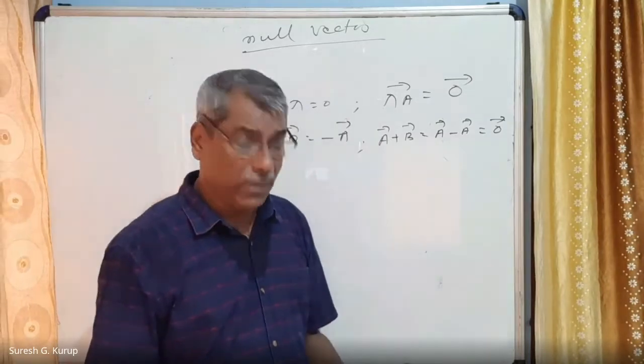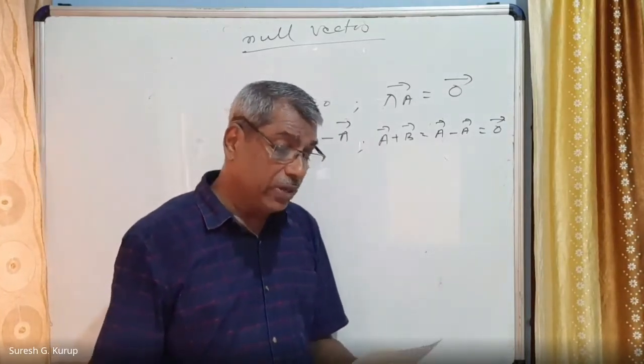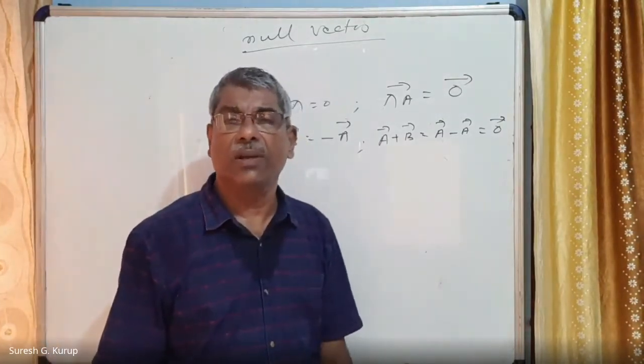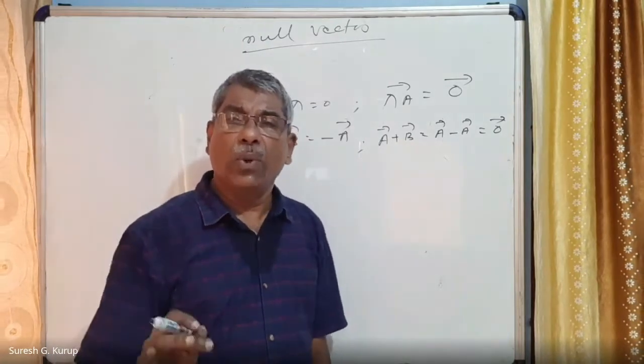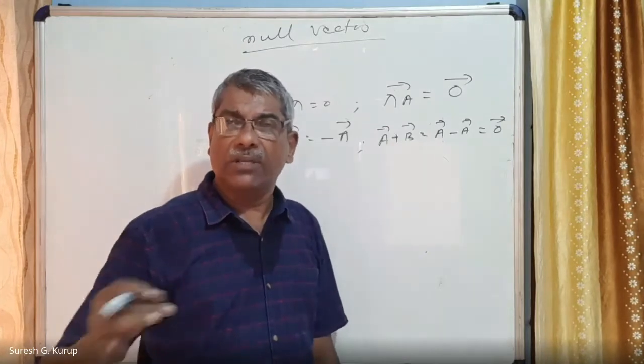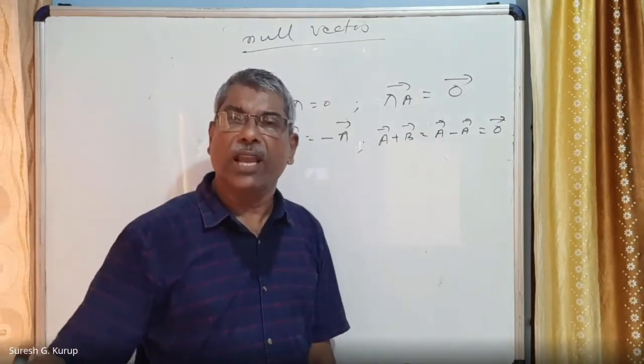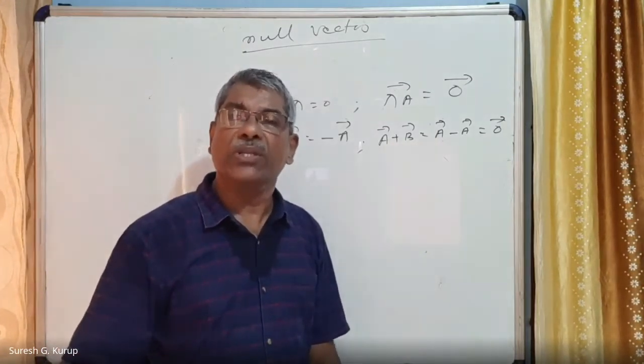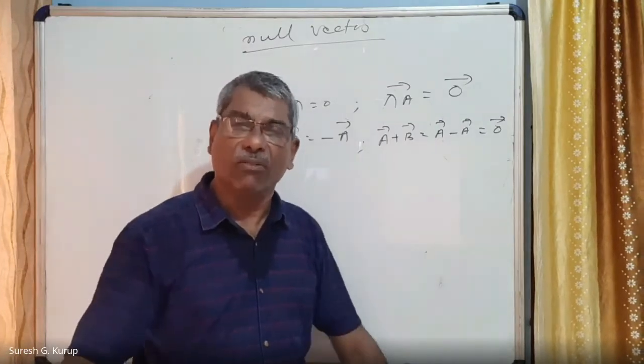Next example: the displacement of a body at rest is a null vector. A body is at rest at time t is equal to 0. After some time, t is equal to t seconds, again you see the body, and it is at rest at the same position itself.